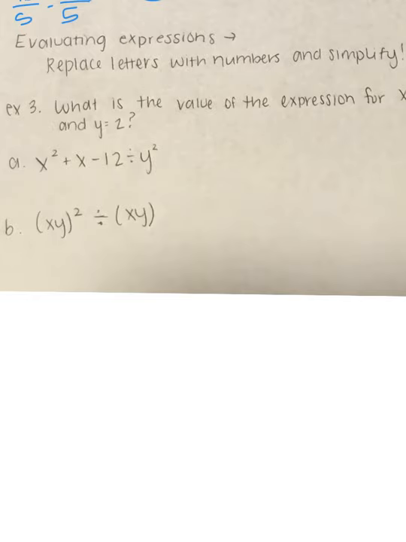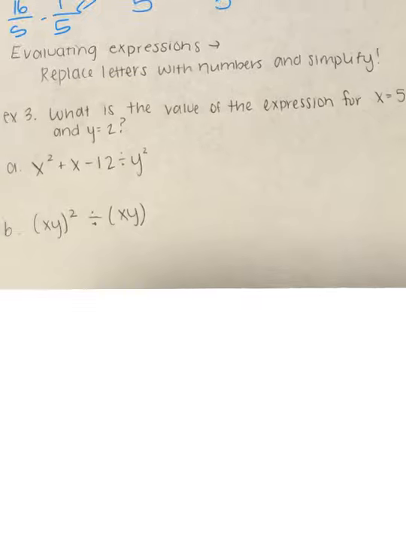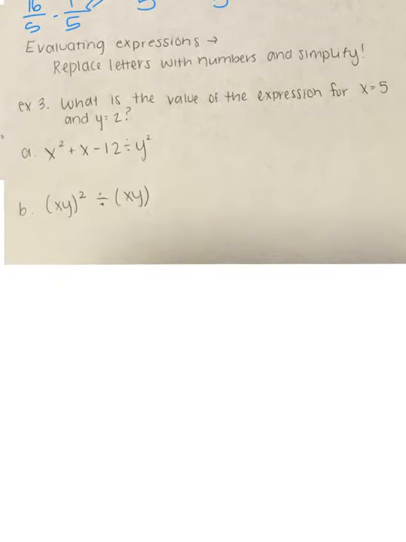Okay, so on this one, we want to replace letters with numbers to simplify when we're evaluating expressions. So if I ask you, what is the value of the expression for x equals 5 and y equals 2 of this first one right here? It says x squared plus x minus 12 divided by y squared. Sounds like a lot happening, a lot of variables, but all I'm going to do, since I have x equals 5, is plug that into both of those spots where I have x.